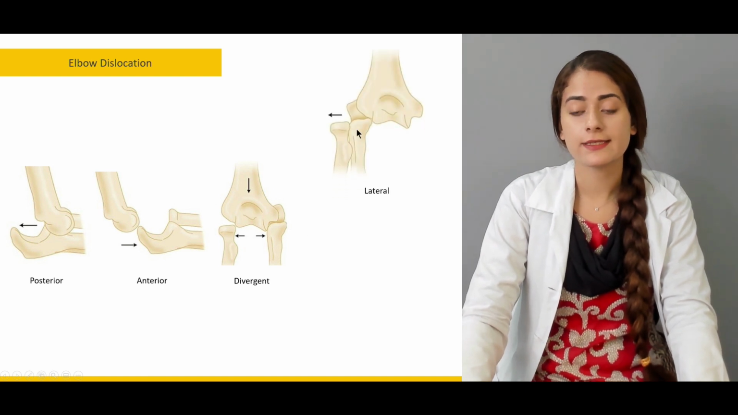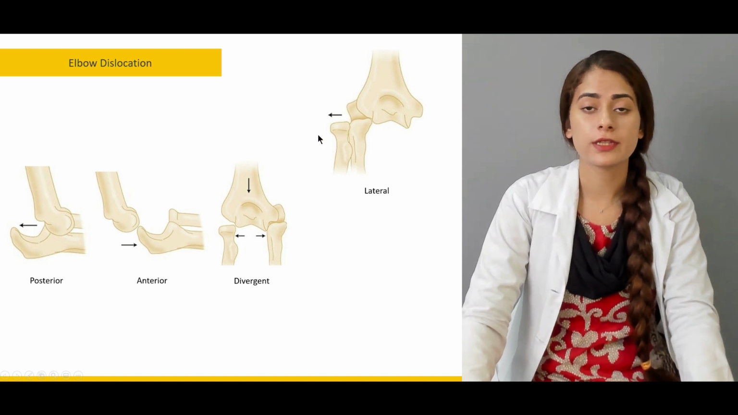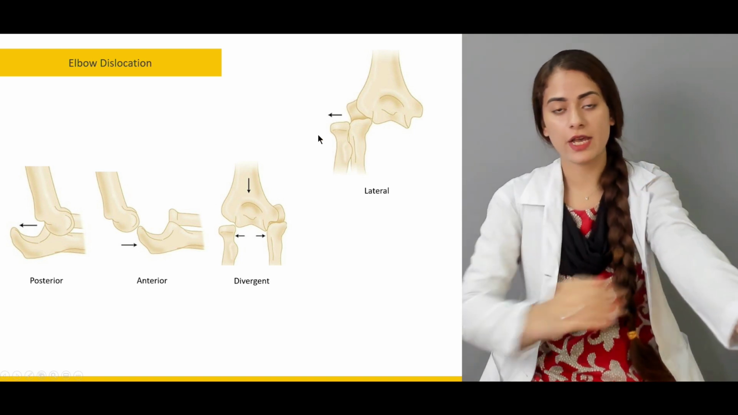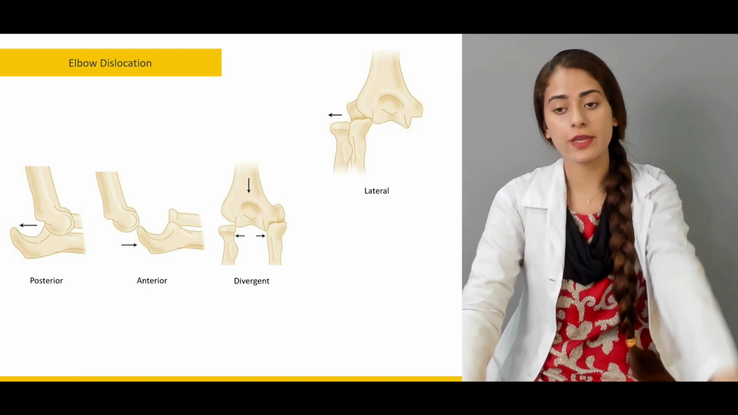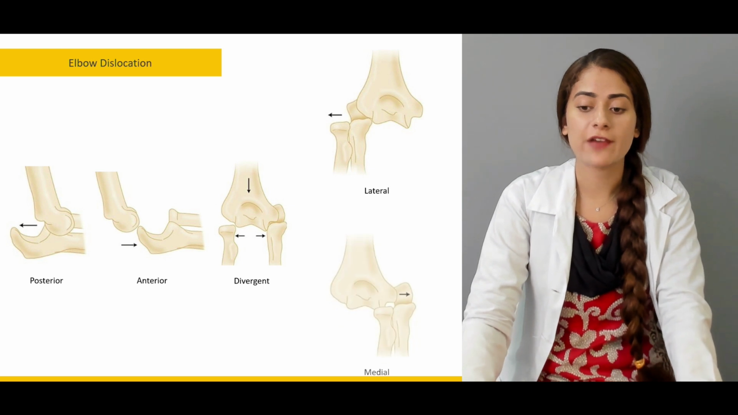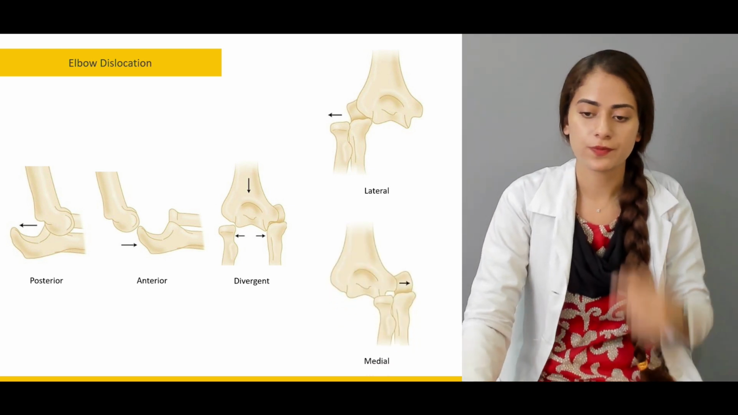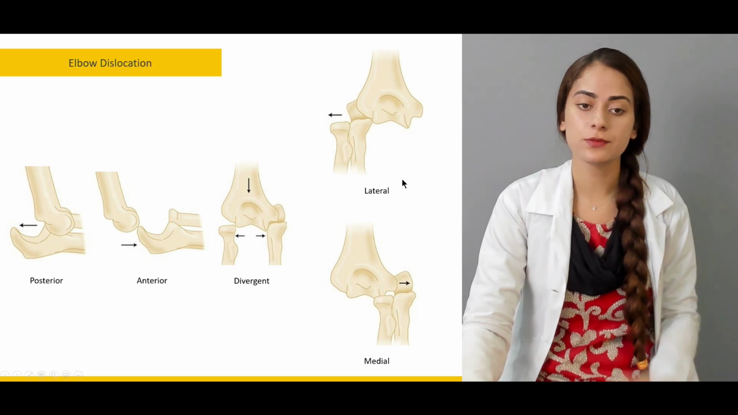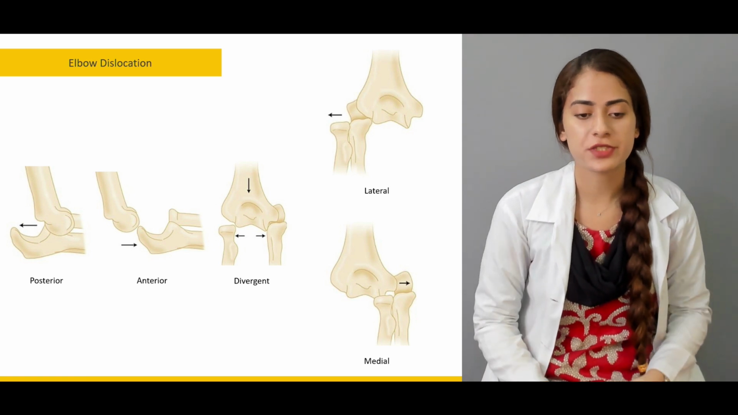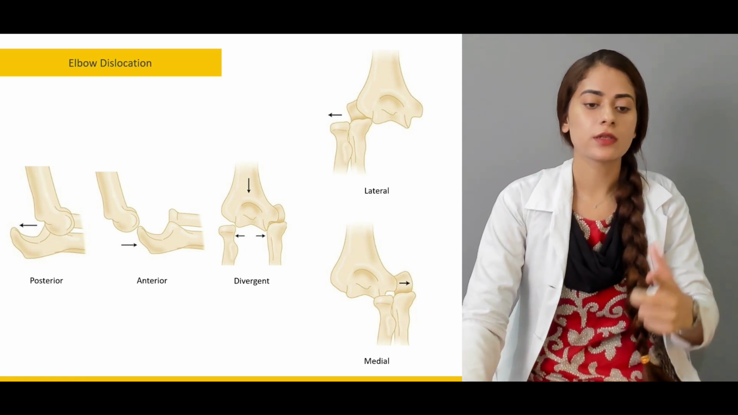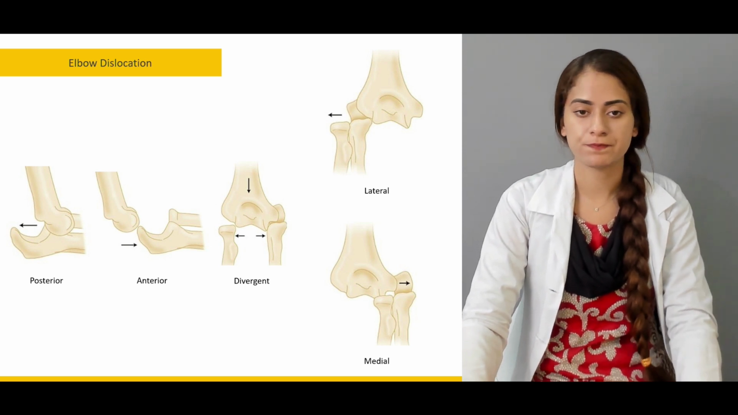So then this is the lateral. So if both the ulna and radius have moved laterally, so lateral is outside of this direction. So if they move that way, then it's called lateral. And then we have medial. When they move towards the body, it's medial. So this is medial and lateral. So this is all about how dislocations can present. Mostly the common elbow dislocation is posterior dislocation.